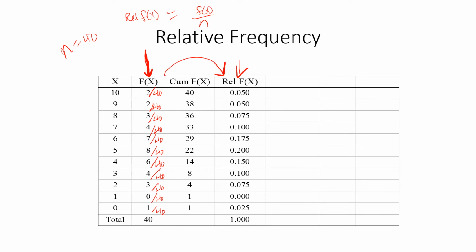So 2 divided by 40 is 0.05. Here, 2 divided by 40 is also 0.05. Let's go to the middle. Here, 8 divided by 40, that's an easy one, that's 0.20. 0 divided by 40 is 0. 1 divided by 40 here is 0.025. So you get the relative frequency by just dividing the f of x by n.